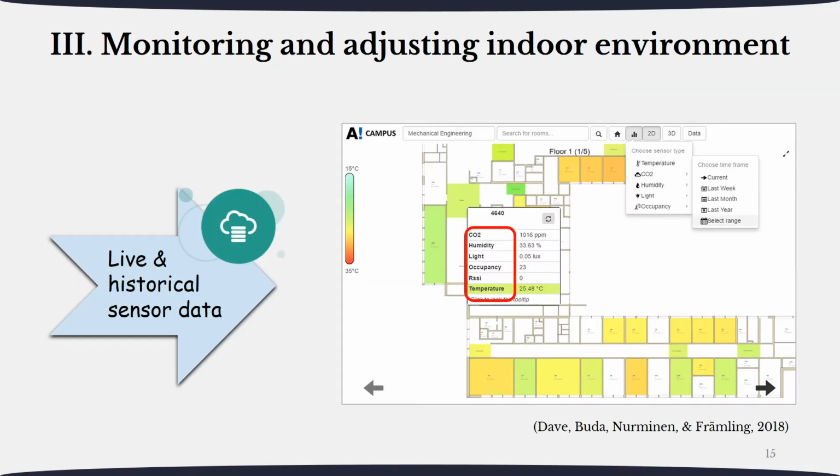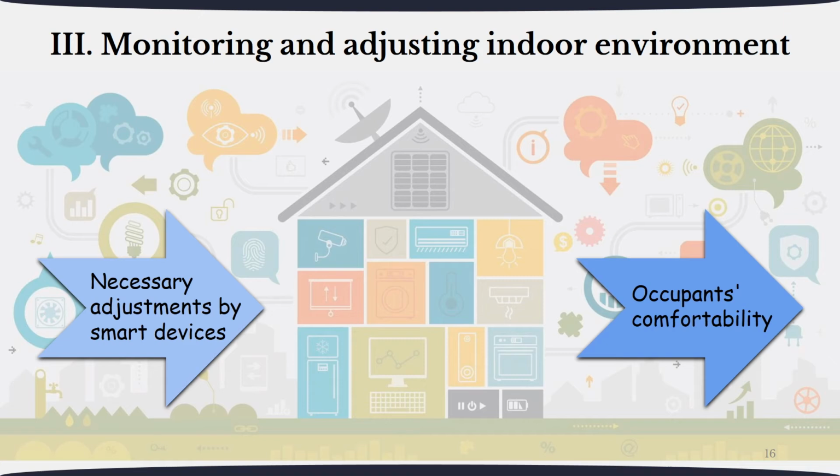The third application is monitoring and adjusting the indoor environment. It demonstrated the application in collecting live and historical sensor data to a database. Several environmental conditions in rooms, including temperature, gas levels, sound levels, etc., can be recorded, and the information will be transmitted and stored in real time over the cloud. The smart devices could make corresponding adjustments to the environmental conditions at different periods of time in the day in order to achieve occupants' comfort.